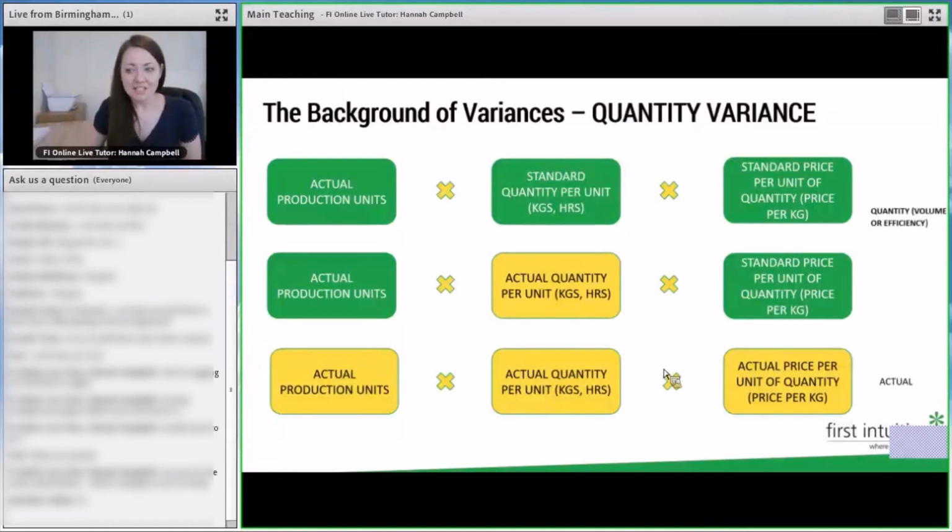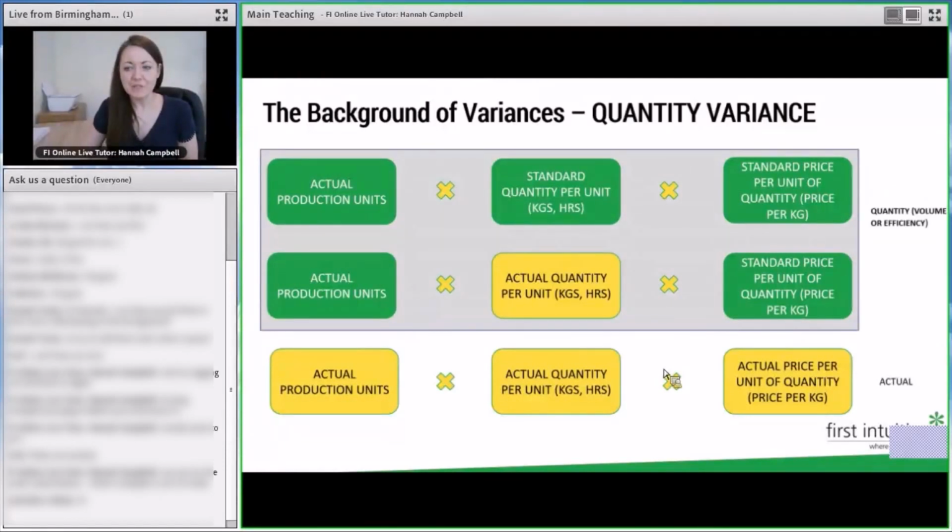So quantity variance is where we would have a look at the top two lines. If we look at those top two lines, the only thing that is different between them is that middle box, that quantity. So if that middle box is different, that is what we are examining. We are looking at the standard quantity compared to the actual quantity. So what we should have used compared to what we did use.